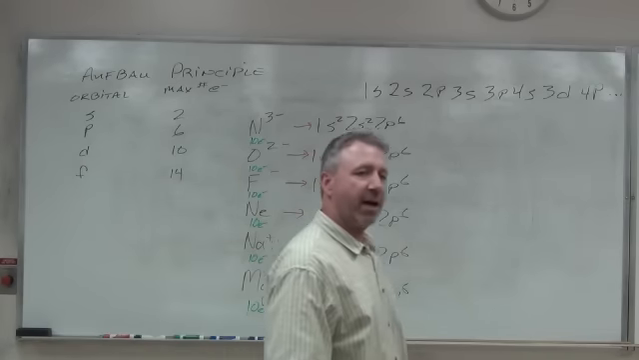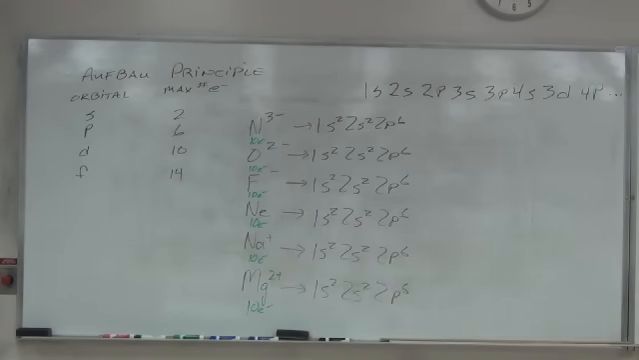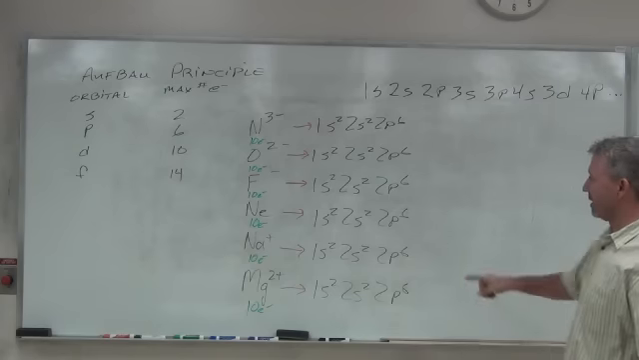All of these have the same electron configuration. But only one of them is neutral, isn't it? Which one? Which one's neutral? Neon. If you look on the periodic table, neon is in group 8, which it should be, right? How many valence electrons here?